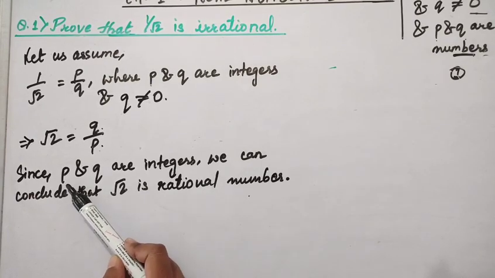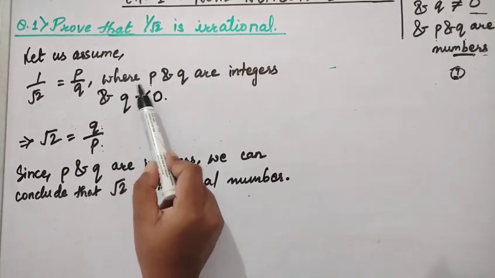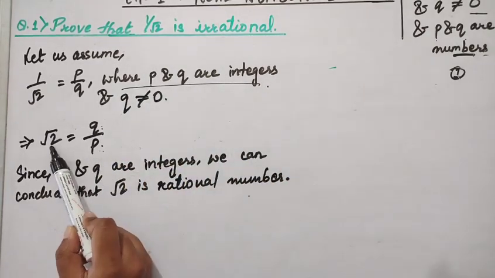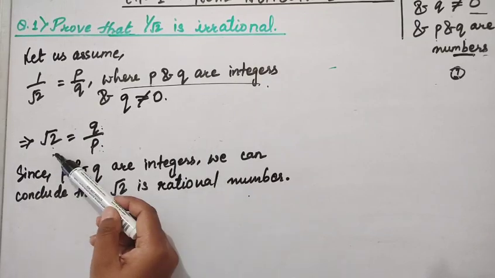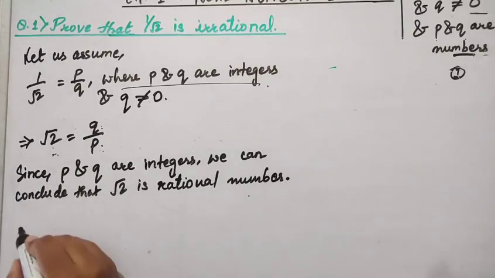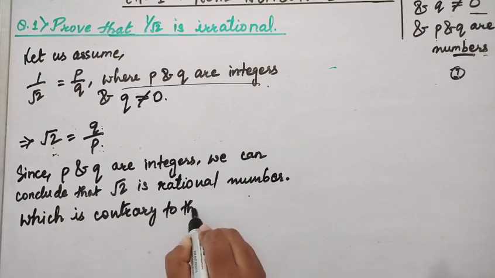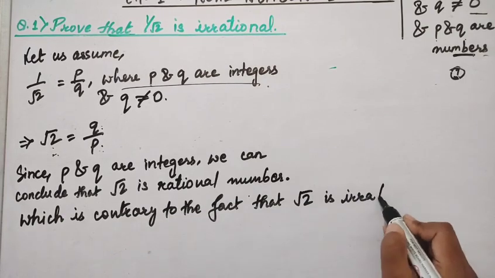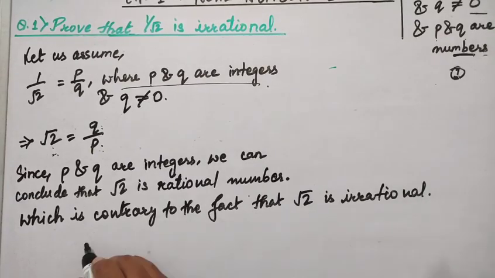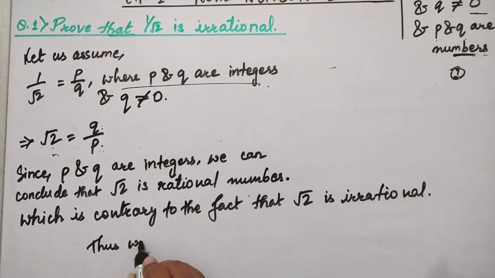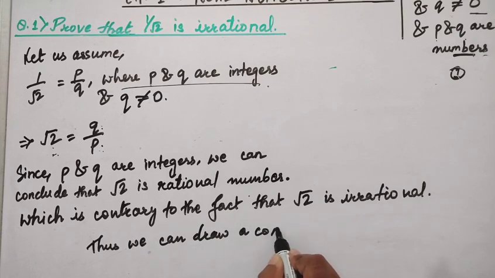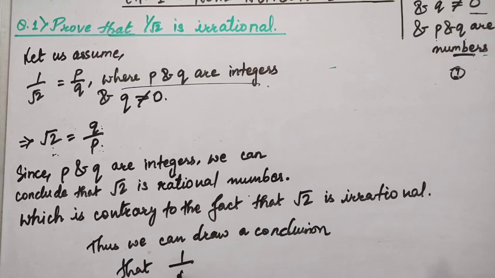Now over here, because q and p are integers, we assumed that root 2 is a rational number. But we know that root 2 is not a rational number. It is an irrational number. Thus, we can draw a conclusion that 1 by root 2 is irrational.